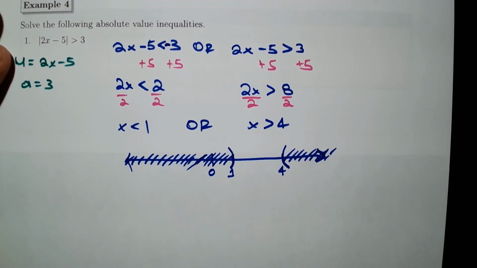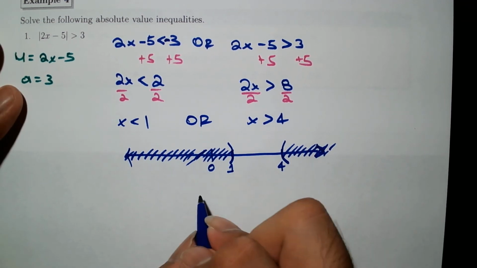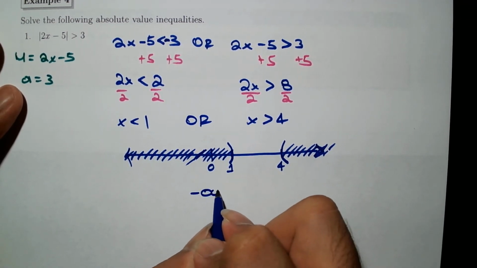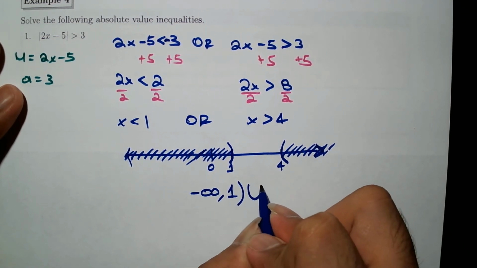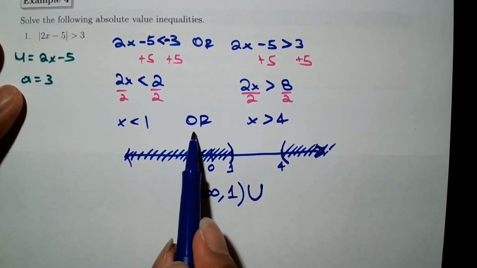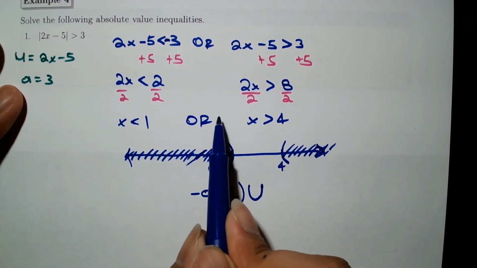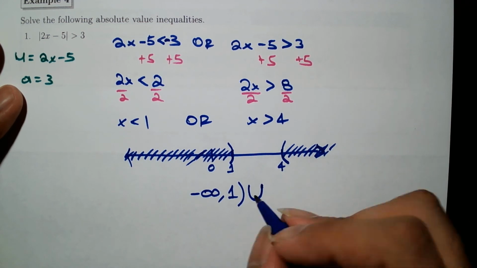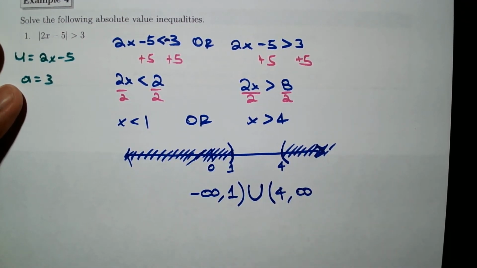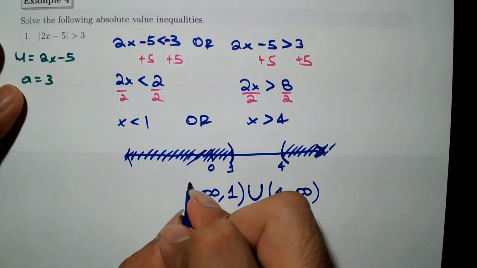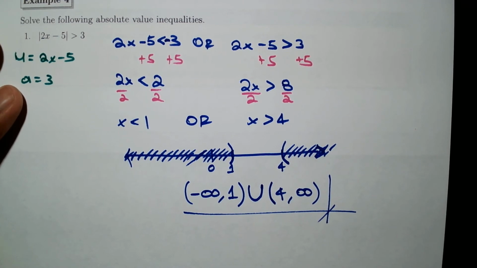So in this case, represent this using interval notation. This will be negative infinity to 1, the union symbol, which represents the or, the fancy math symbol for the English word or, and 4 to positive infinity. Okay, and that is our final answer.